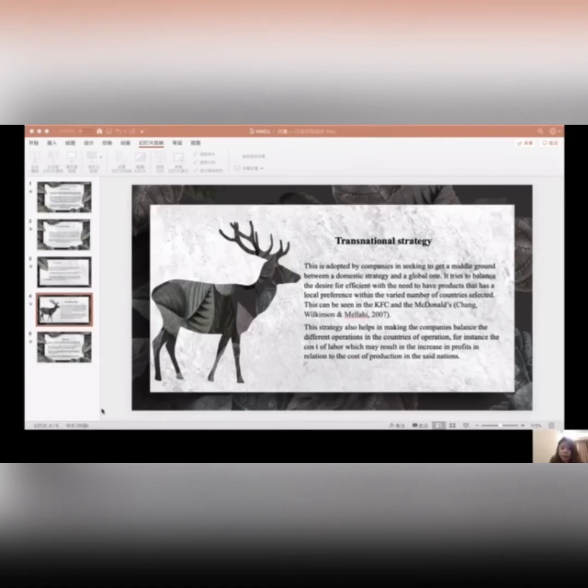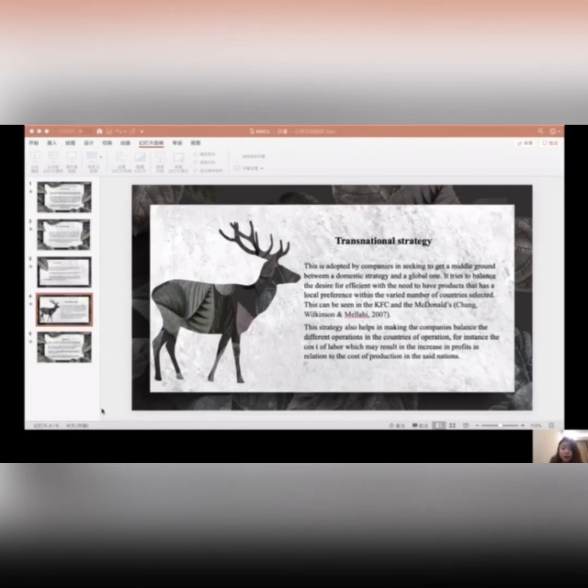And the last one I will talk about is the transnational strategy. This is adopted by companies seeking to get a middle ground between a domestic strategy and a global one. It tries to balance the desirable effect with the need to have products that suit local preferences within a number of countries. This succeeded, as can be seen in KFC and McDonald's.